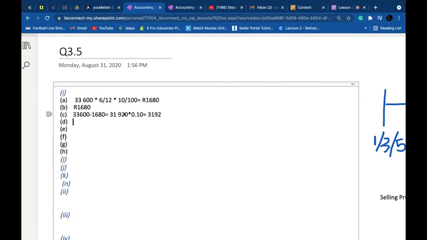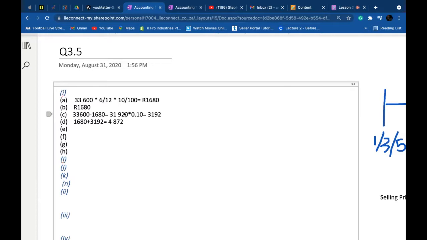Then for D, what must happen? We have to add those two. Let me start with what we had in the first year. The first period, we had 1,680, and then we're saying plus 3,192, and what is that giving us? 4,872. Awesome stuff.